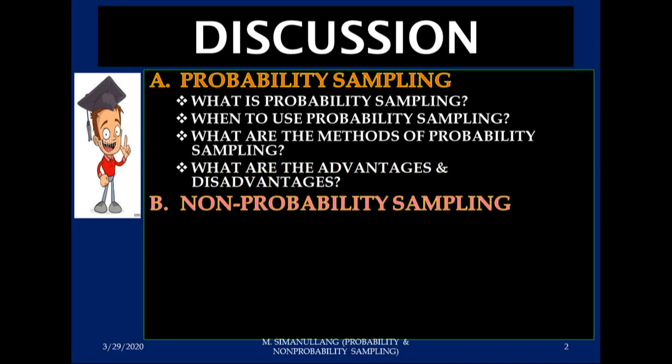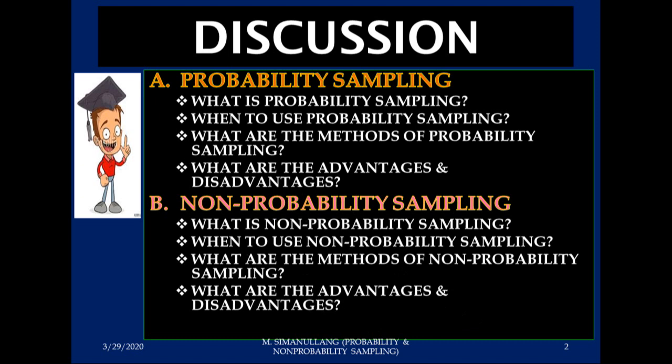In section B, we are going to cover non-probability sampling by answering the questions such as: what is non-probability sampling? When to use non-probability sampling? What are the methods of non-probability sampling? And what are the advantages and disadvantages of non-probability sampling? And in the end of our discussion, we are going to make a conclusion or summary.